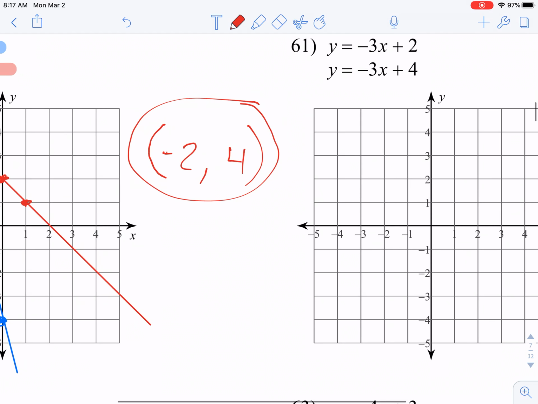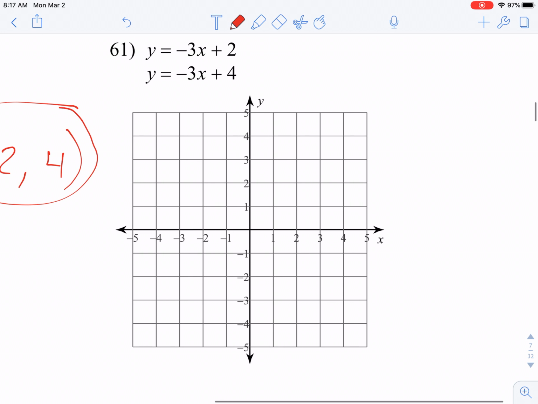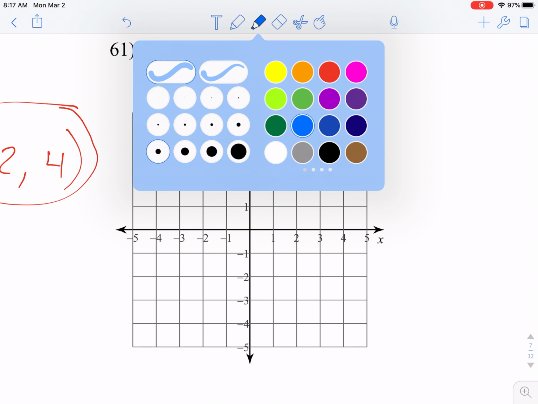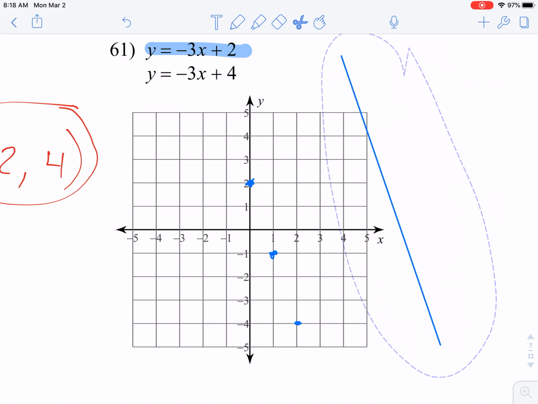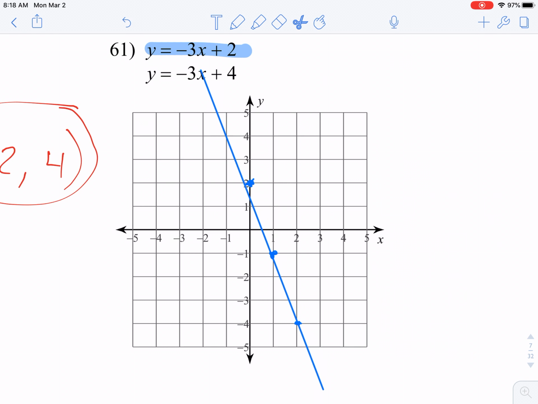Looking at number 61, we're going to start with the top one in blue. And then we're going to do +2, which means right here on the y-axis. -3 really means -3/1, so down 3 and over 1 to the right. So we're talking about right here. Sometimes I'll do it twice so that I can really make sure that I get my line on the correct points. Use a ruler. Make sure that you go through all those points.